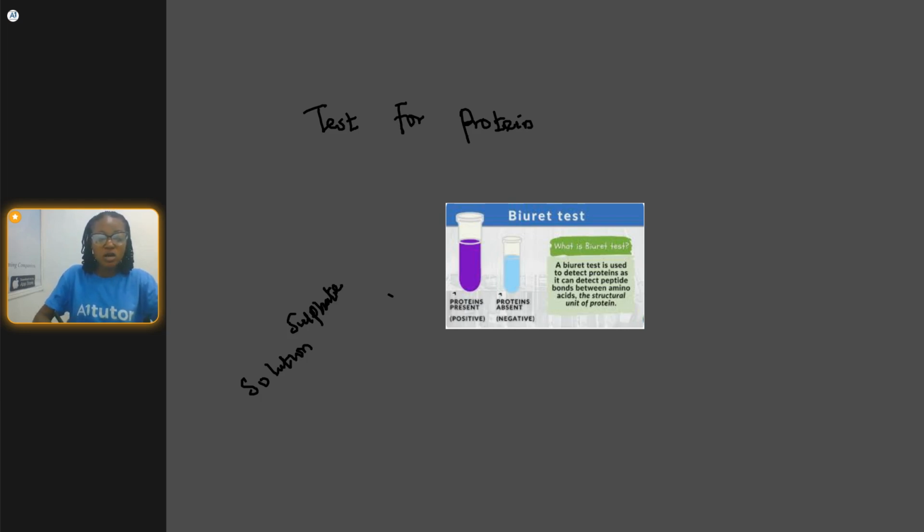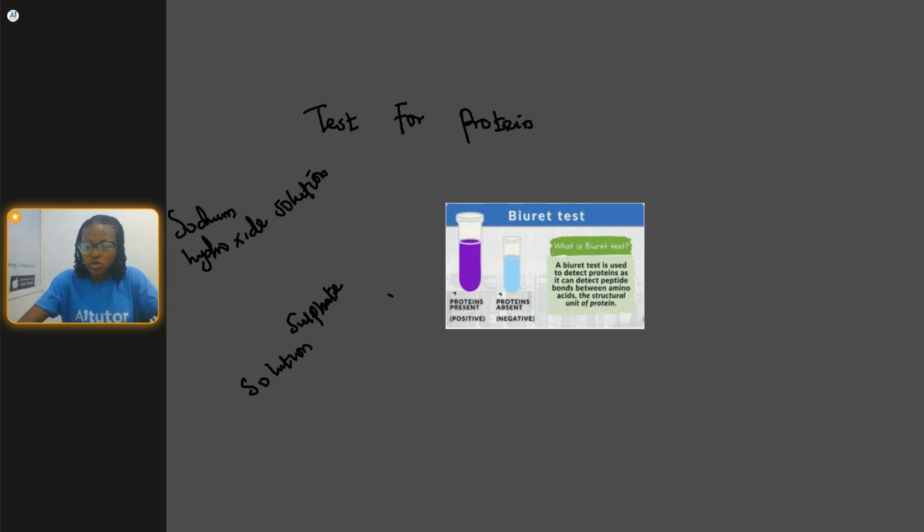So if you add a few drops of sodium hydroxide solution to the food, then add copper sulfate solution, and it gives you a purple or lilac color, it means the food is a proteinous food. That is what we call the Biuret test.